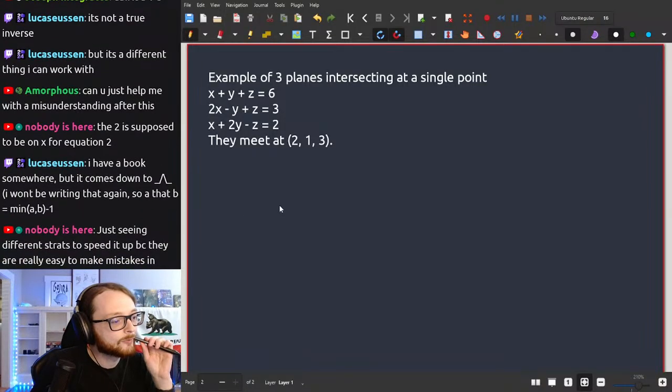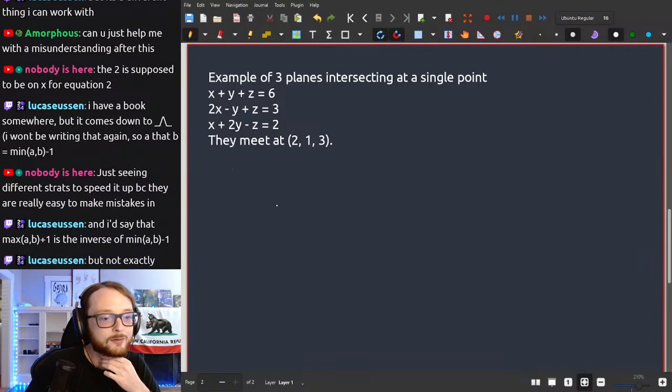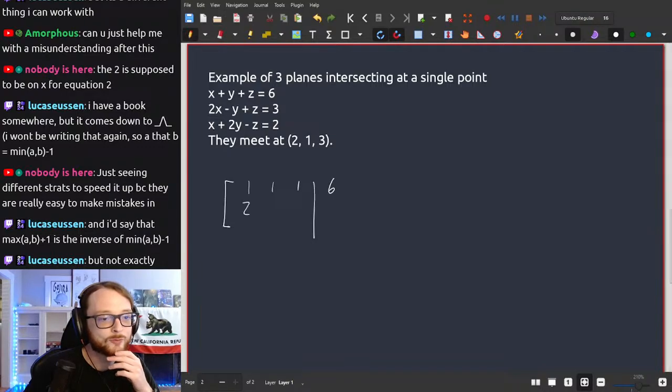Just seeing different strats to speed it up because they're really easy to make mistakes in. Okay. Yeah, unfortunately, there's only so much that you can do. It's just a really delicate thing. And if there is a way to avoid making mistakes, I haven't found it. I don't have much of a better way other than doing the augmented matrix, and they probably show you.